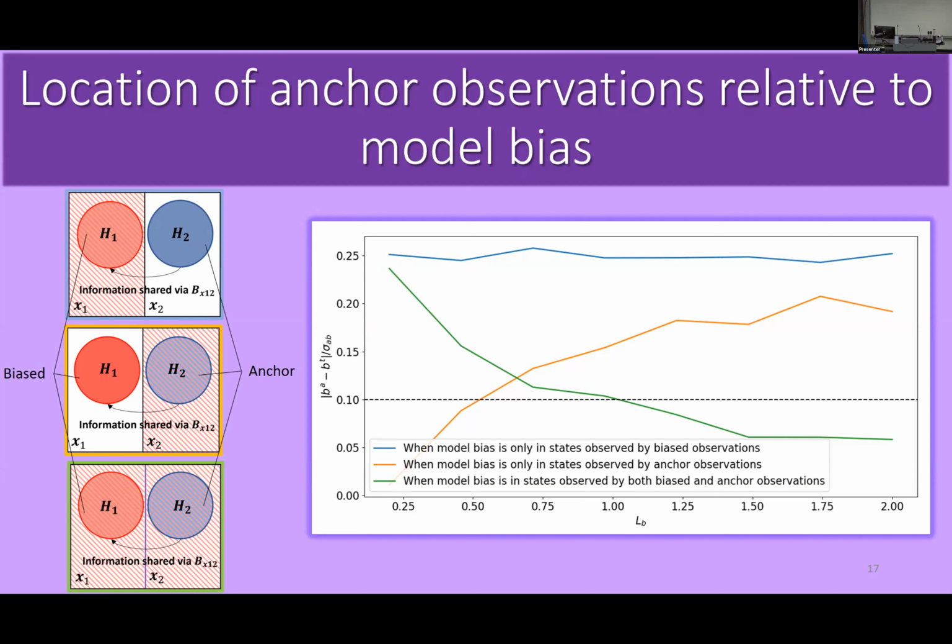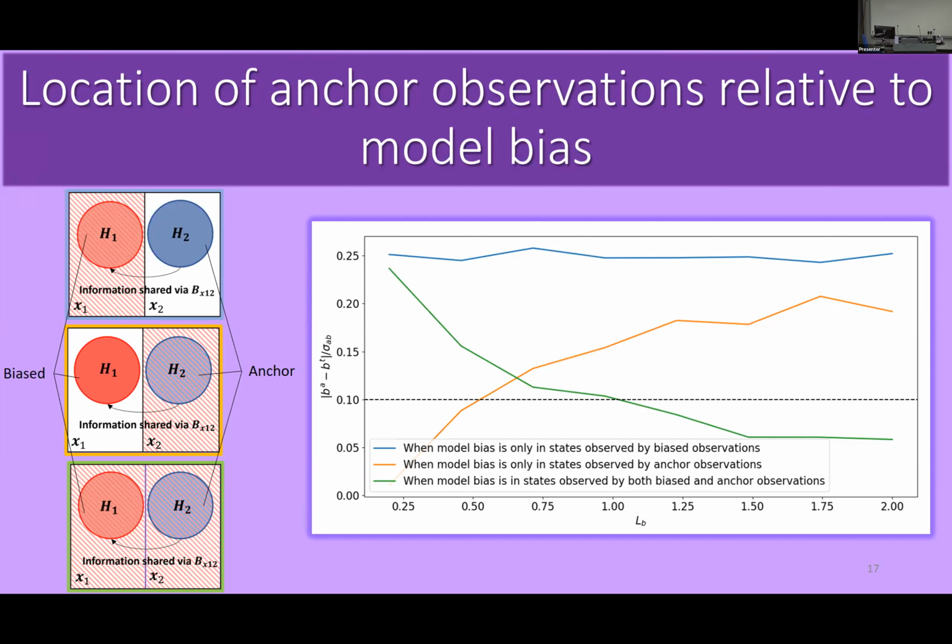Along the x-axis, we've varied the length scale of B. If we've got a small length scale down here, not much information is shared between the states, and up here, more information is shared. And on the y-axis, we're showing the ratio between the bias in B to A and the random error in B to A. If this ratio is large, then the bias in our observation bias coefficient is significant compared to the random error. And if it's small, down here, then the bias in B to A is insignificant compared to the random error, so it will just get lost and it doesn't really matter as much.